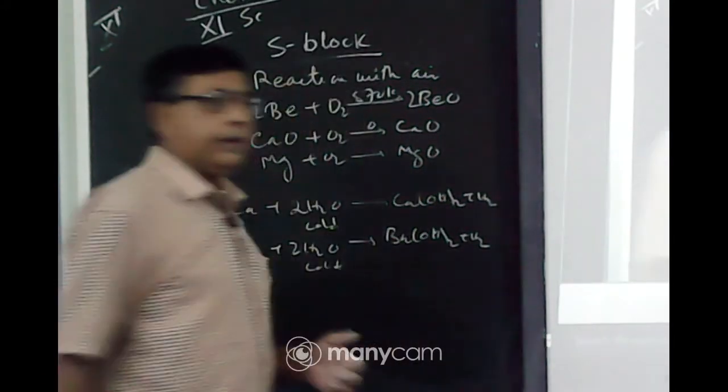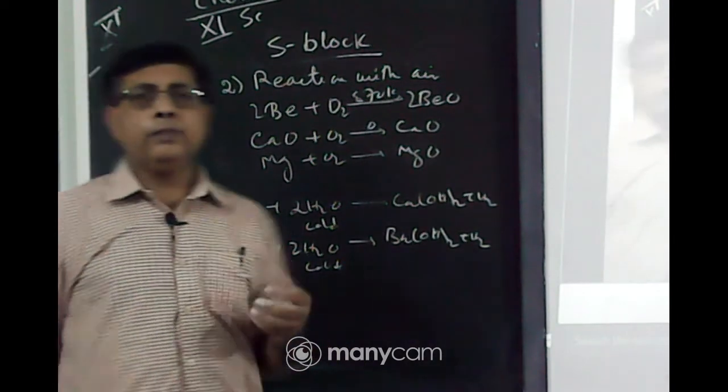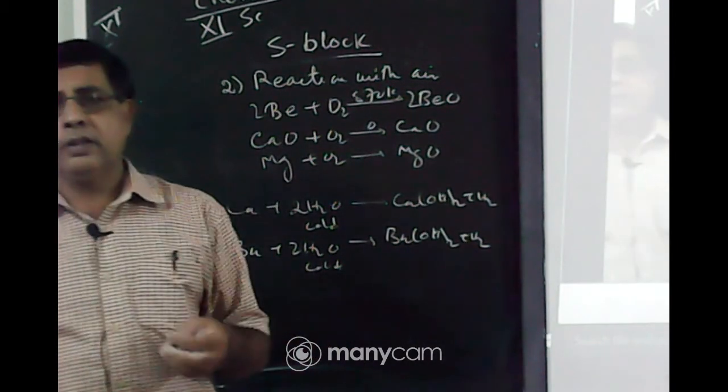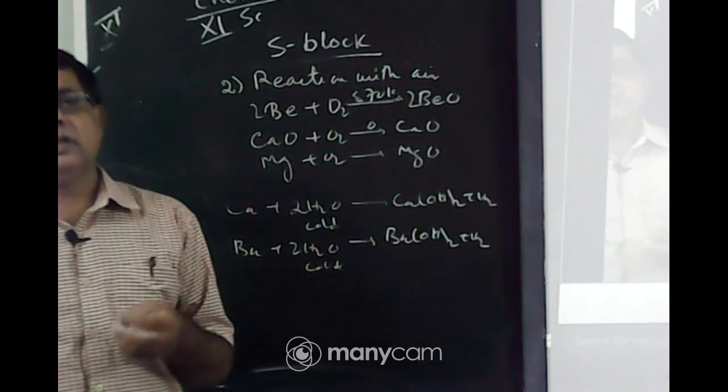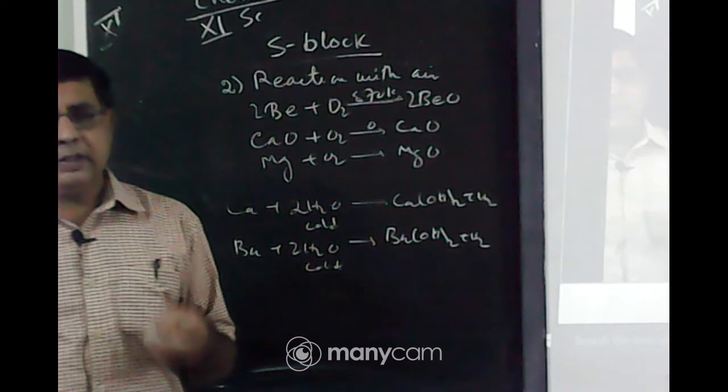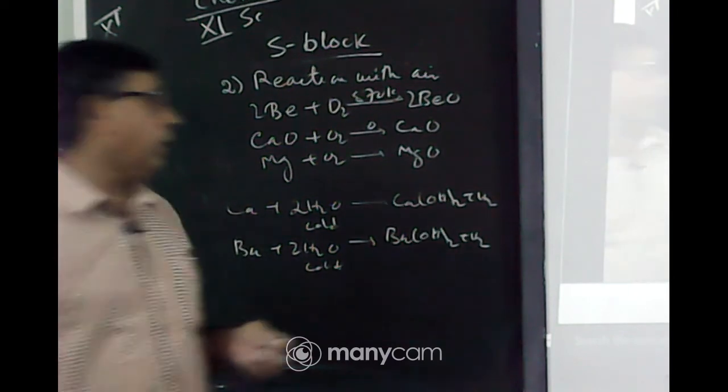Now, basic character increases down the group. For example, magnesium oxide is a weak base, calcium oxide is also a weak base, but barium oxide and strontium oxide are strong bases. So, the basic character of oxides increases down the group.